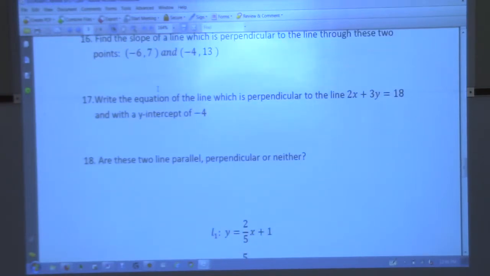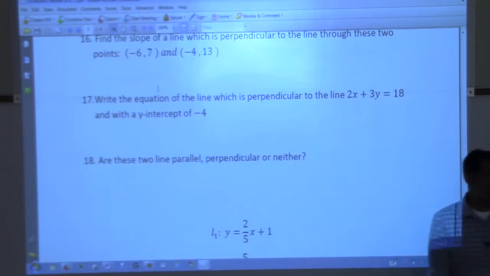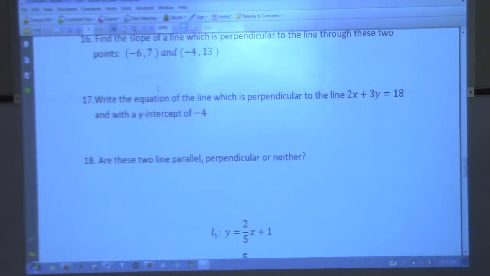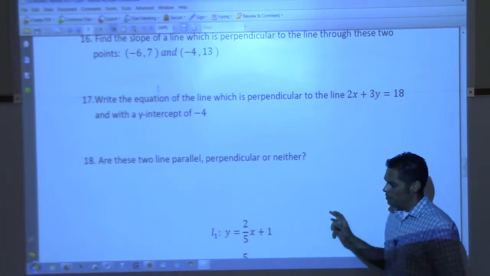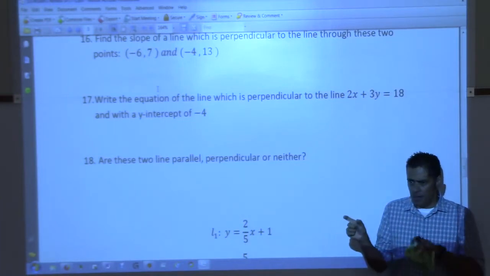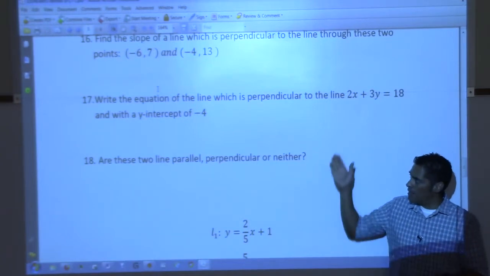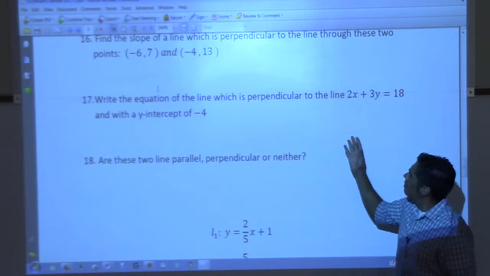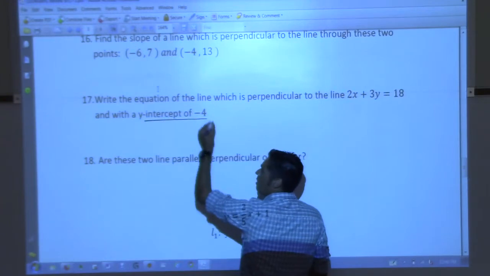Write the equation of a line which is perpendicular to this line with the y-intercept of this. Now this is a little bit different than what we just did, but it's the same, just kind of hidden. The problem that we did right before we took our break, didn't I give you a point and then a line? I said find the equation of the line through this point perpendicular to this line. That's what this is saying, except the point that you're given is kind of hidden. It's a y-intercept. Isn't the y-intercept a point?